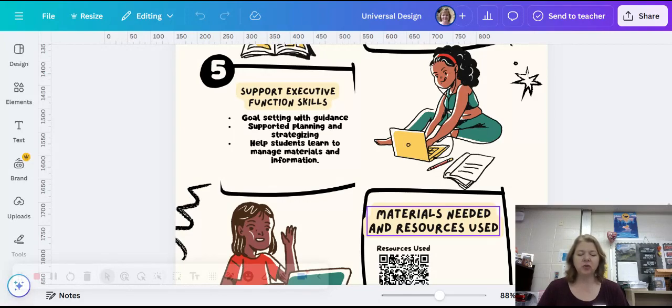Short-term and long-term goals with students give them a clear direction and something to work toward. You can also help students learn strategies for managing materials and tracking assignments so that organization doesn't become a barrier to learning.